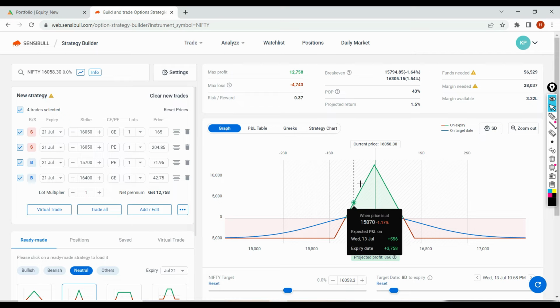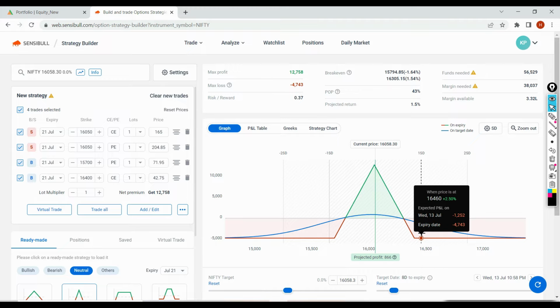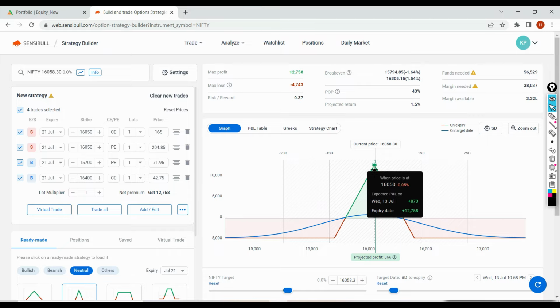So let's assume that this is your Ironfly for the Friday. Let's say you're deploying this trade on Thursday end of the day or Thursday morning for the next week expiry. So this is how your trade will behave. Now let's see what adjustments we can do on the next day, that is Friday.